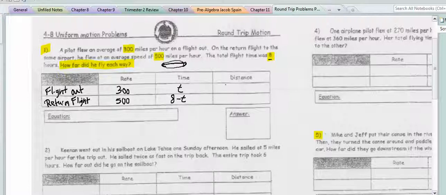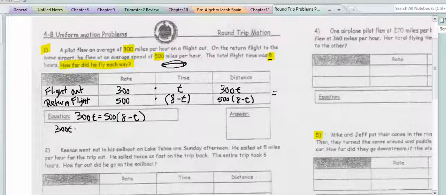Again, this is going to be multiplication problems here. So we've got 300t, and we've got 500 times 8 minus t. And just like the same direction problems, we're going to set these two equations, or terms, equal. So now we've got 300t is equal to 500 times 8 minus t.